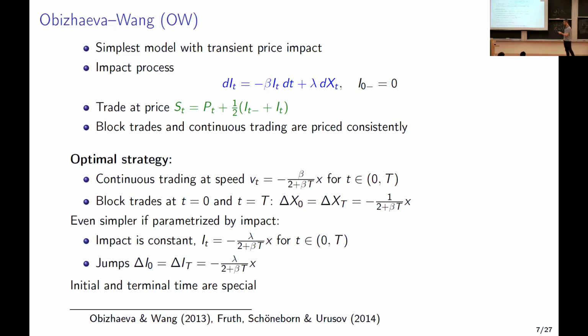If you wish, you can parameterize it differently through the impact, but I'm not really going to use this here. So let me not elaborate too much, but there's a different representation where in the optimal strategy, you keep the impact constant in time. That's very easy to remember. There's a target impact state where you want to be, and you just keep it there. That's the optimal strategy.